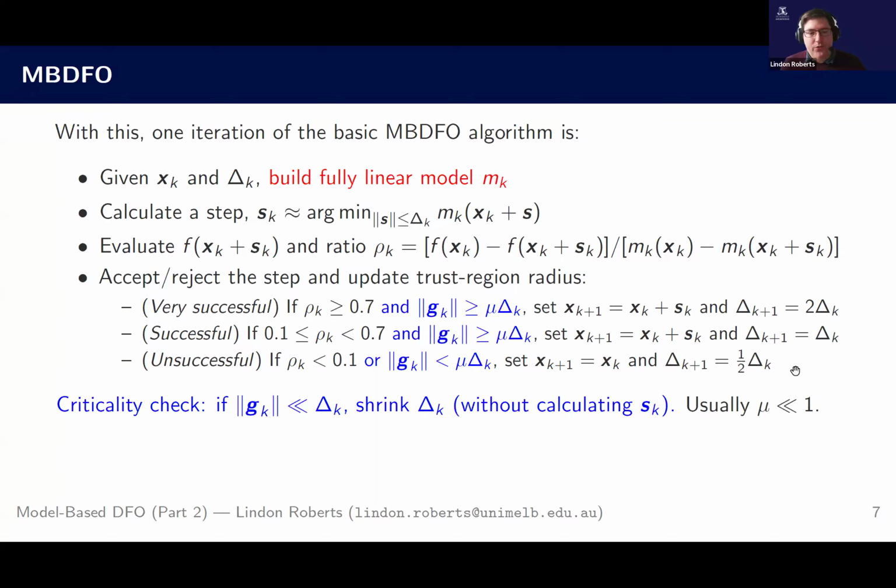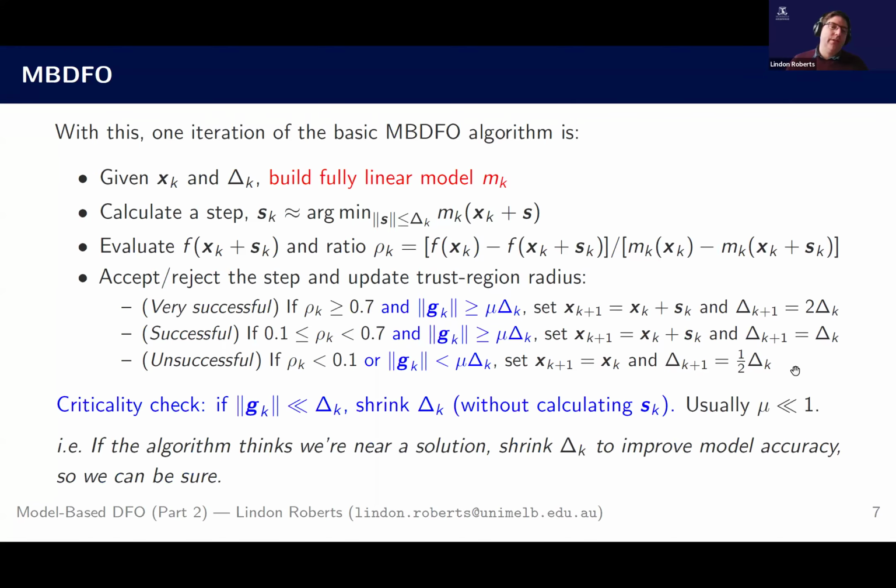So as I say, if the norm of G is too small relative to delta, all we're going to do is shrink delta. We're not even going to try and calculate a step. So if the algorithm thinks we're near a solution, we're going to improve our model accuracy to make sure that that is in fact the case. So this is our full basic algorithm that's sufficient to prove convergence for.